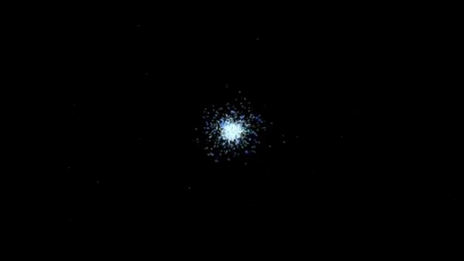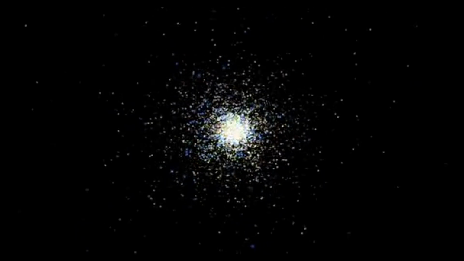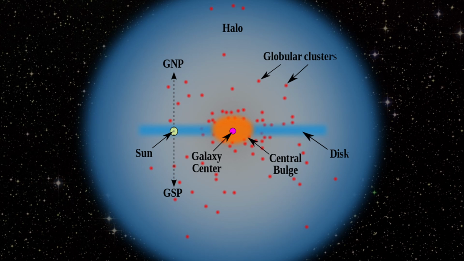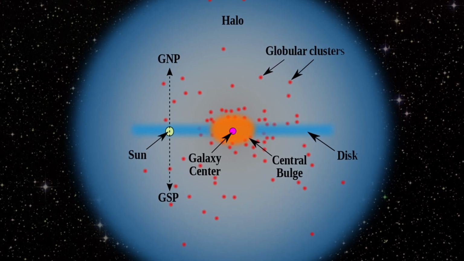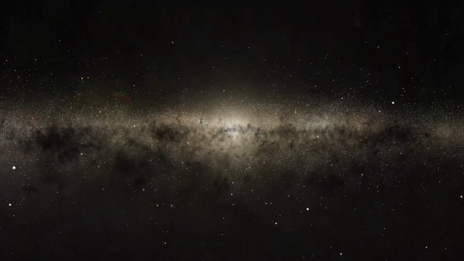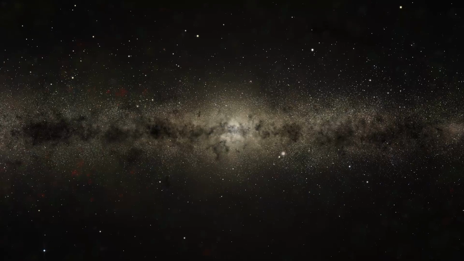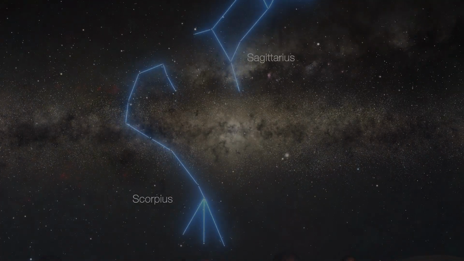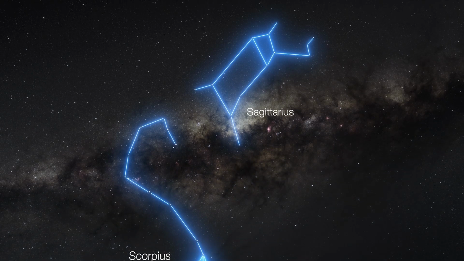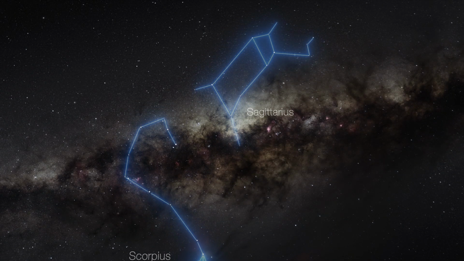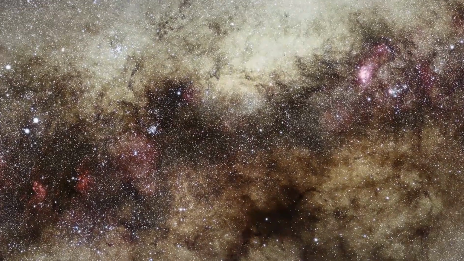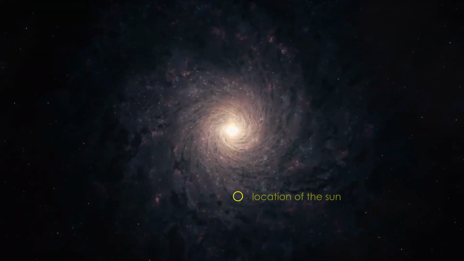Globular clusters are huge star clusters surrounding the galaxy and taking up an almost spherical space around the Milky Way within the galactic halo. Shapley found that these clusters were significantly more numerous in one direction, namely towards the constellation of Sagittarius, than in the opposite direction. From this, he concluded that the galaxy's center of mass must be located in Sagittarius, and that the Sun is not at the core of the galaxy, as previously assumed, but at its periphery.